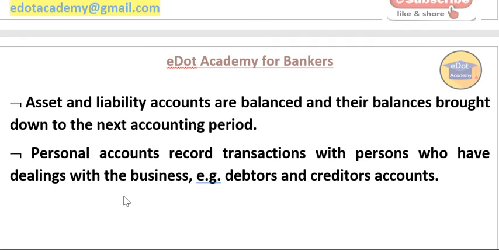Next, asset and liability accounts are balanced and their balances brought down to the next accounting period. Okay, because asset and liability are balanced and they are carried forward to the next accounting period. Personal account records transactions with persons who have dealings with the business, that is debtors and creditors accounts.